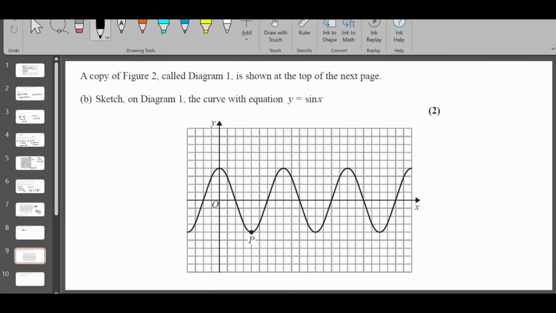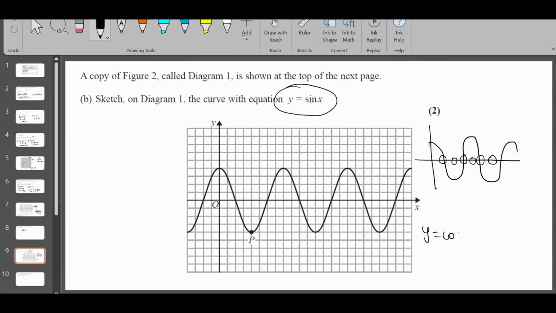Part B. A copy of figure 2 is given. On top of this graph, sketch y is equal to sin x. To sketch this, first of all, you need all these units first. In cos x, the units are, if you take the cosine graph, pi over 2, 2 pi over 2, 3 pi over 2, 4 pi over 2, 5 pi over 2, 6 pi over 2. You need to keep on adding pi over 2. But this graph given here is cos 2x. So you need to divide the x coordinates by 2. So you need to start from pi over 4 and keep on adding pi over 4.